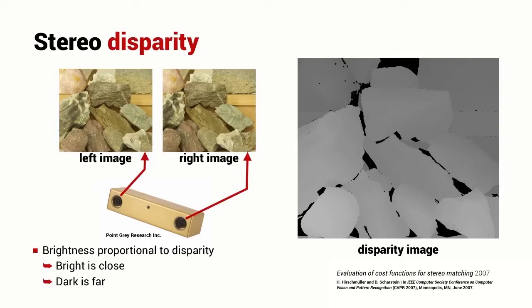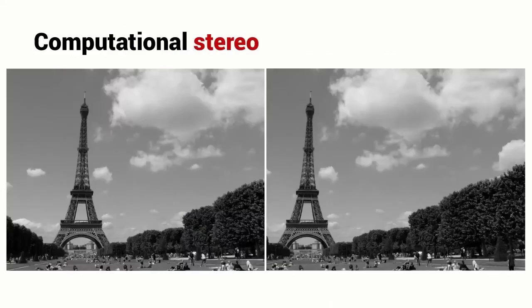A point that's bright has a large stereo disparity, and that occurs when an object is close to us, and a darker pixel has a smaller disparity and corresponds to an object that is further away. We want to understand how we can take that original left and right image, process it, and turn it into this disparity image. The fundamental principle of computational stereo can be described quite simply.